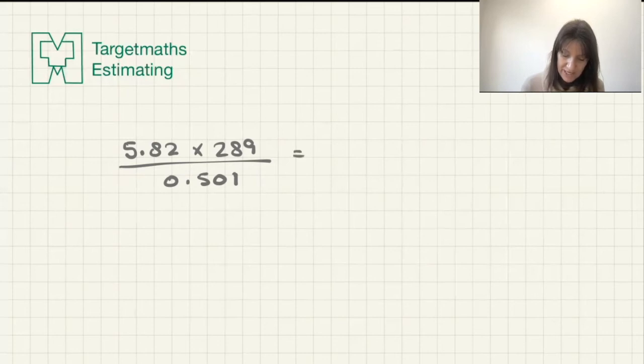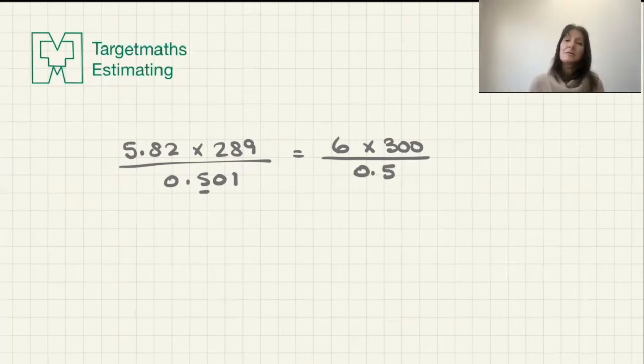Okay, so 5.82 is going to round to 6, and the 289 is going to round to 300. And the decimal is not rounding to 1. This is the first digit with value, and that's where it's going to stay. It's not going to move. The 0 isn't big enough to change it, so 0.5 is my 1 sig fig for that number.